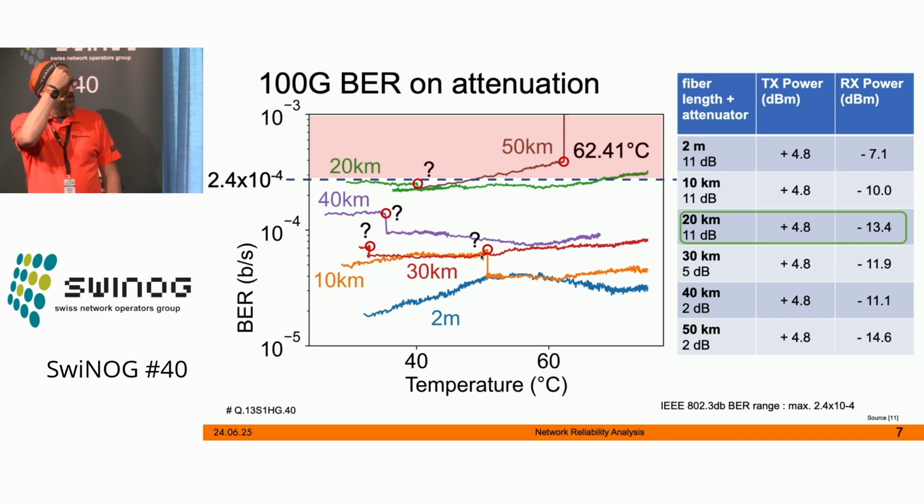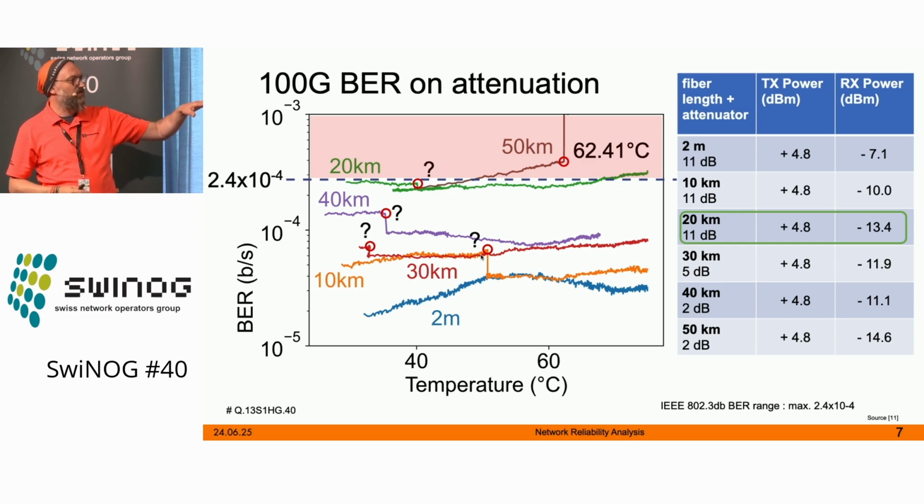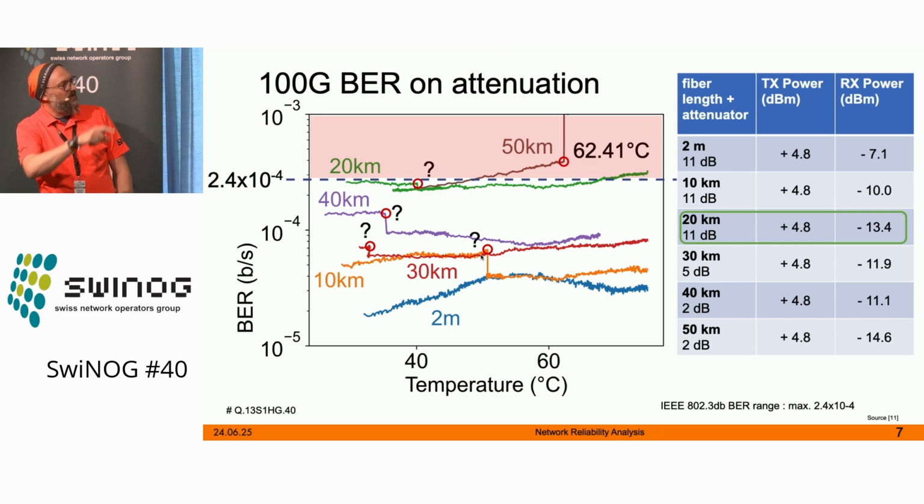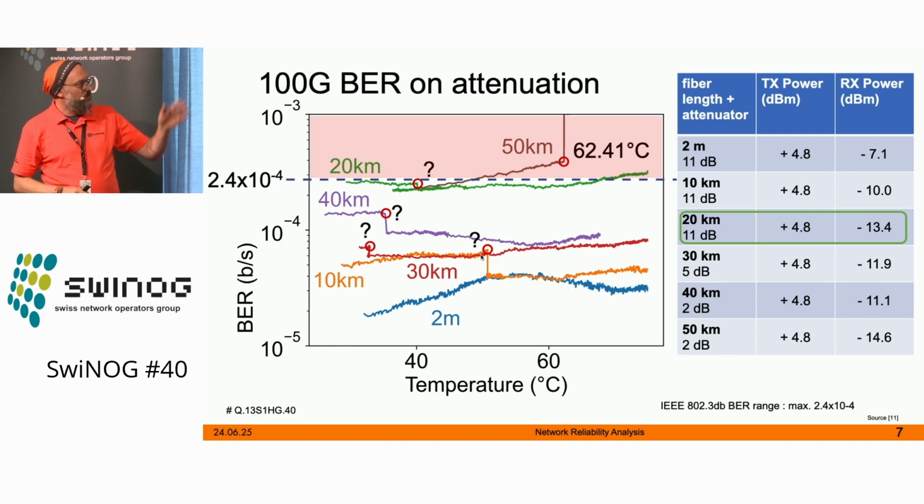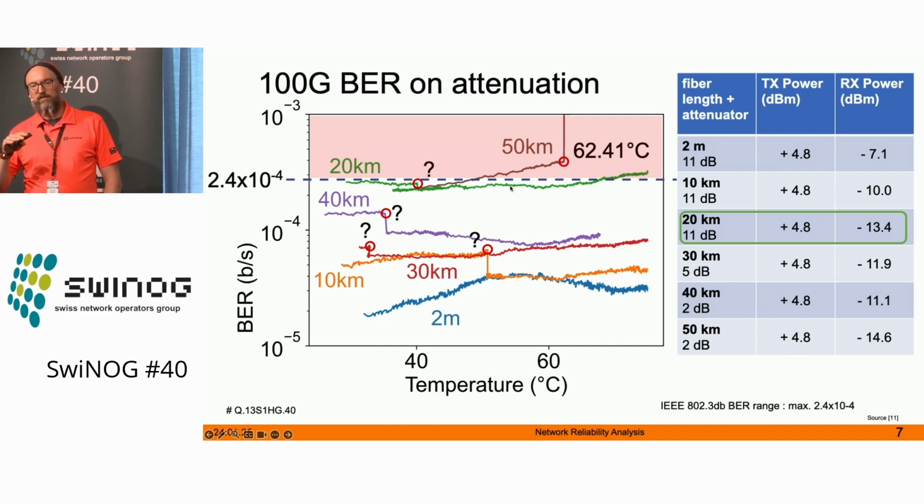And on the transceiver, we hooked onto the management interface, captured the temperature, and combined all the results on different cascades from 2 meters up to 50 kilometers. And there is a demarcation line up there. Because on the y-axis we have the bit error rate, which is 2.4 multiplied by 10 to the power of minus 4. And that's actually the demarcation line of bit error rate.